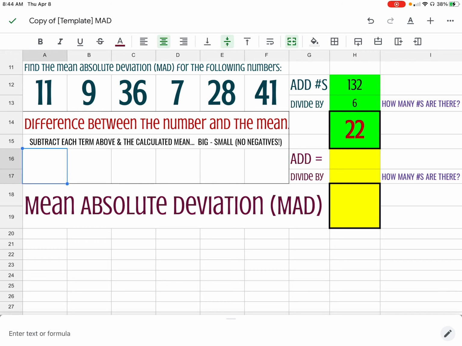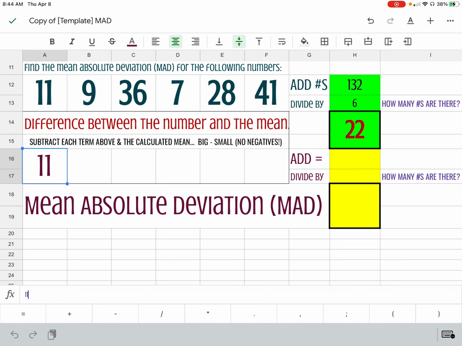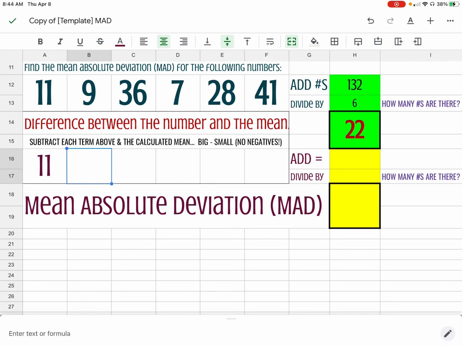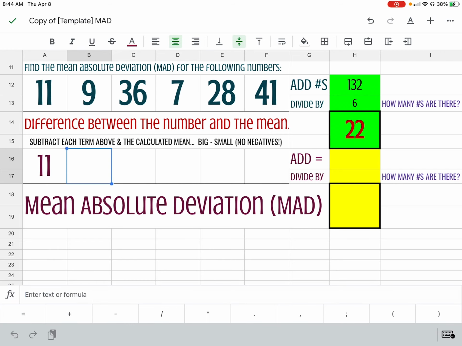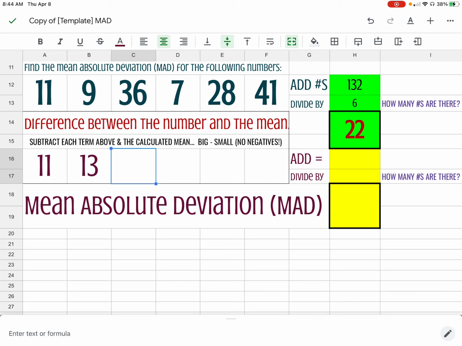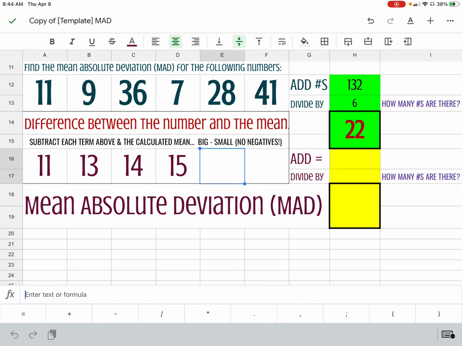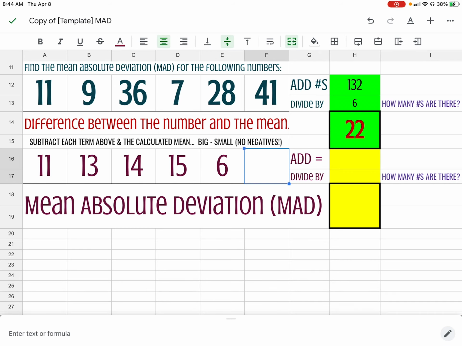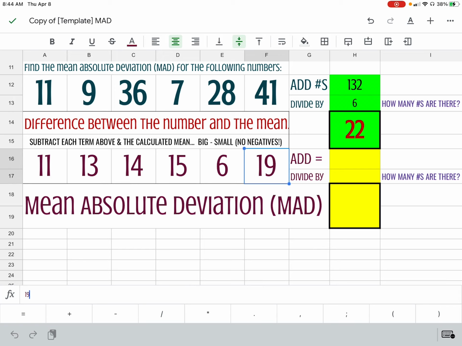So then once again, we're going to subtract 22 every time. So 11 minus 22, negative 11, we only want the positive. 9 minus 22 is 13. 36 minus 22 is 14. 22 minus 7 is 15. 22 minus 28 is 6. And 41 minus 22 is 19.